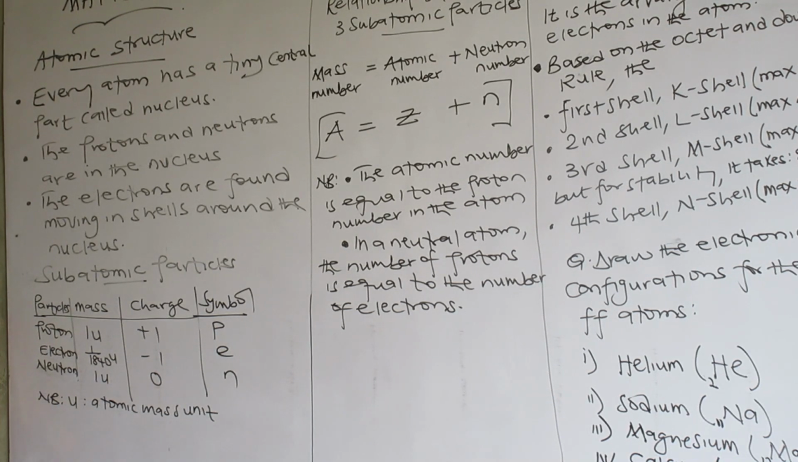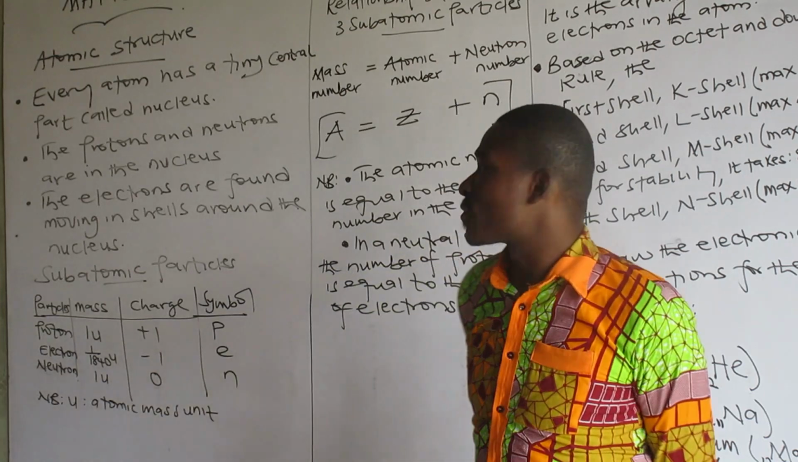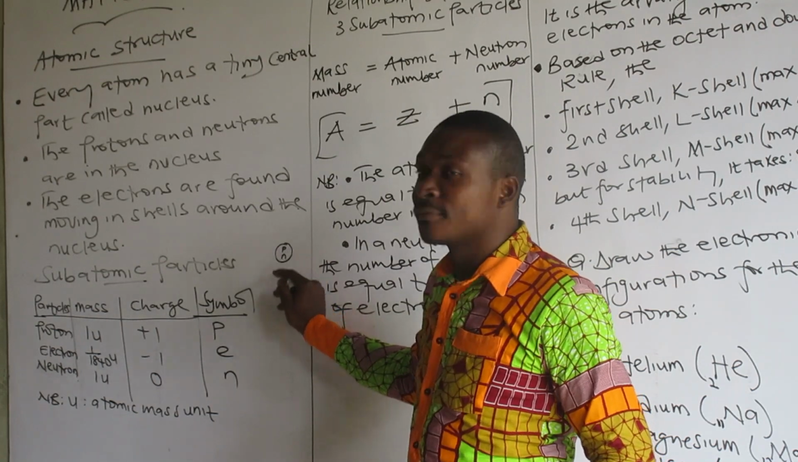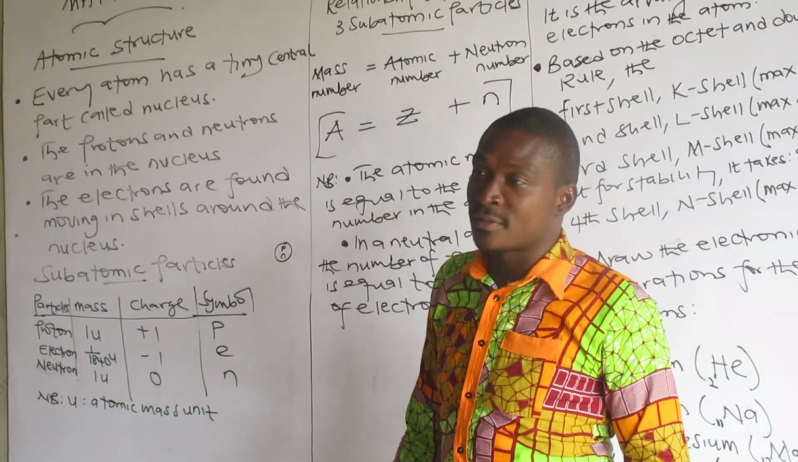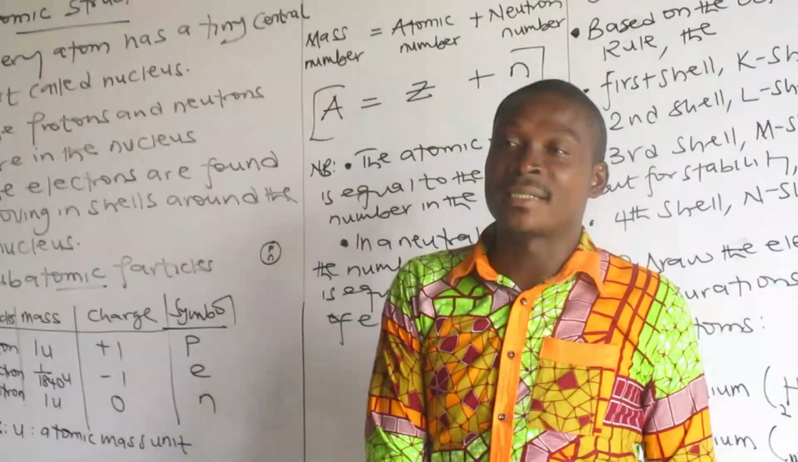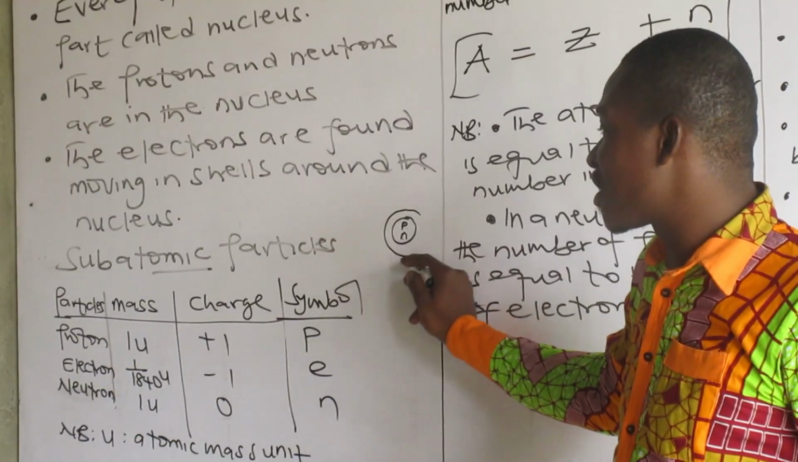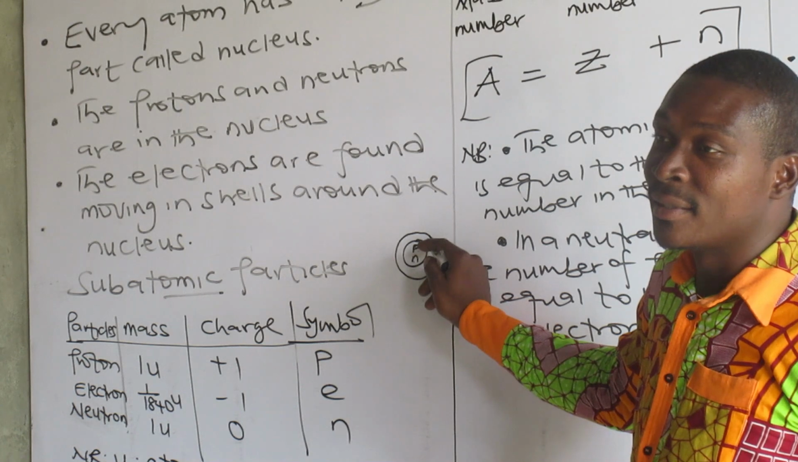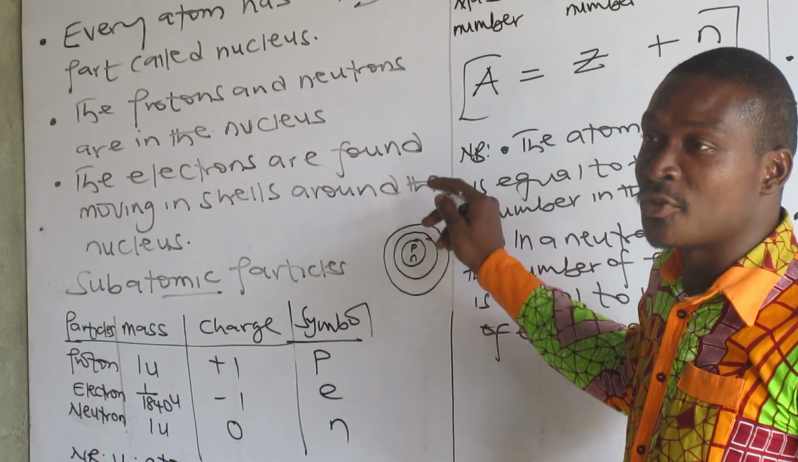Atomic structure. Every atom has a tiny central part called the nucleus. The protons and neutrons are in the nucleus. The protons and neutrons together are called nucleons. The protons are positively charged and the neutrons are neutral particles. Around this nucleus is a shell. The first one will be called the K shell. It accommodates electrons. The next shell will be called the L shell, M shell, and so on.